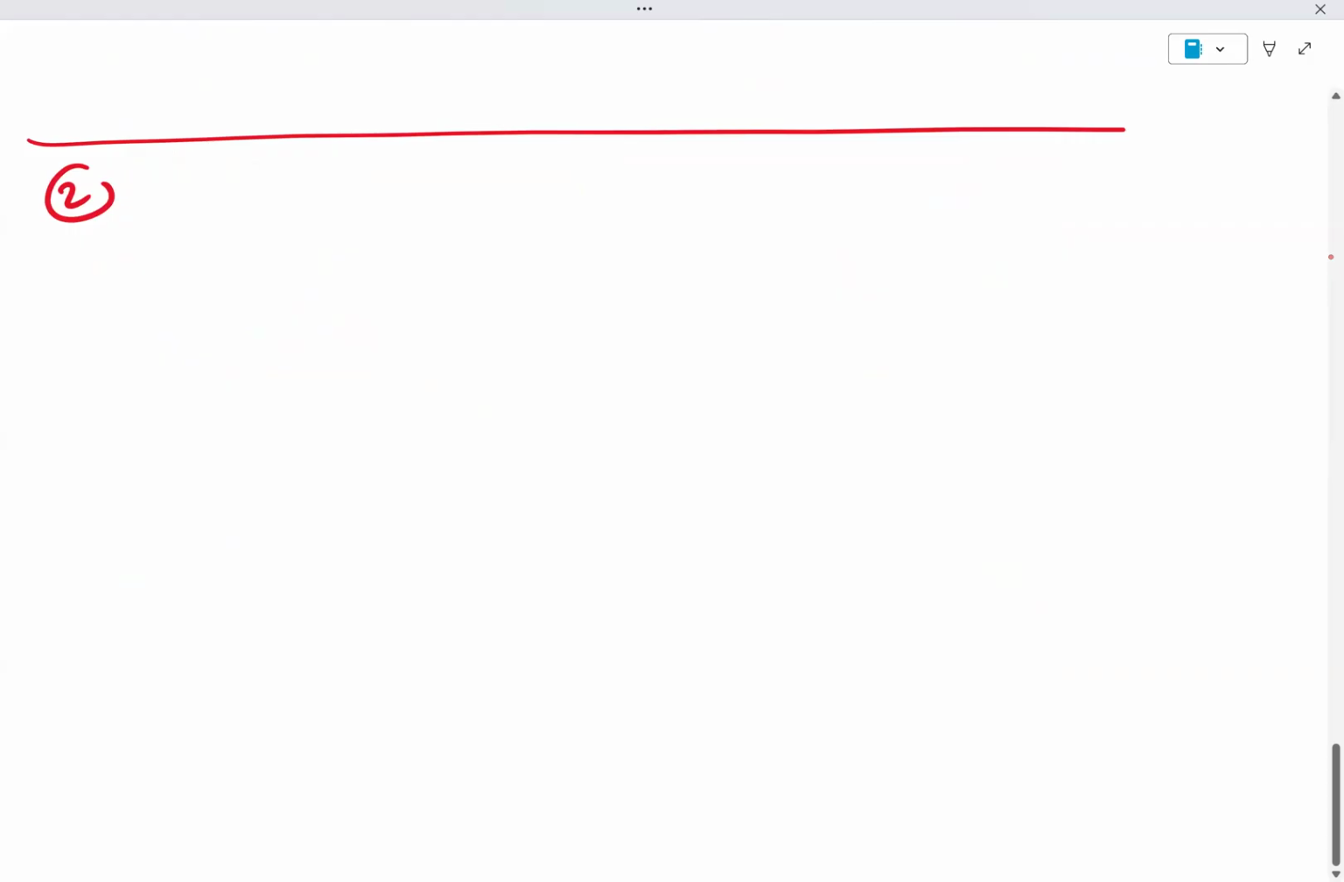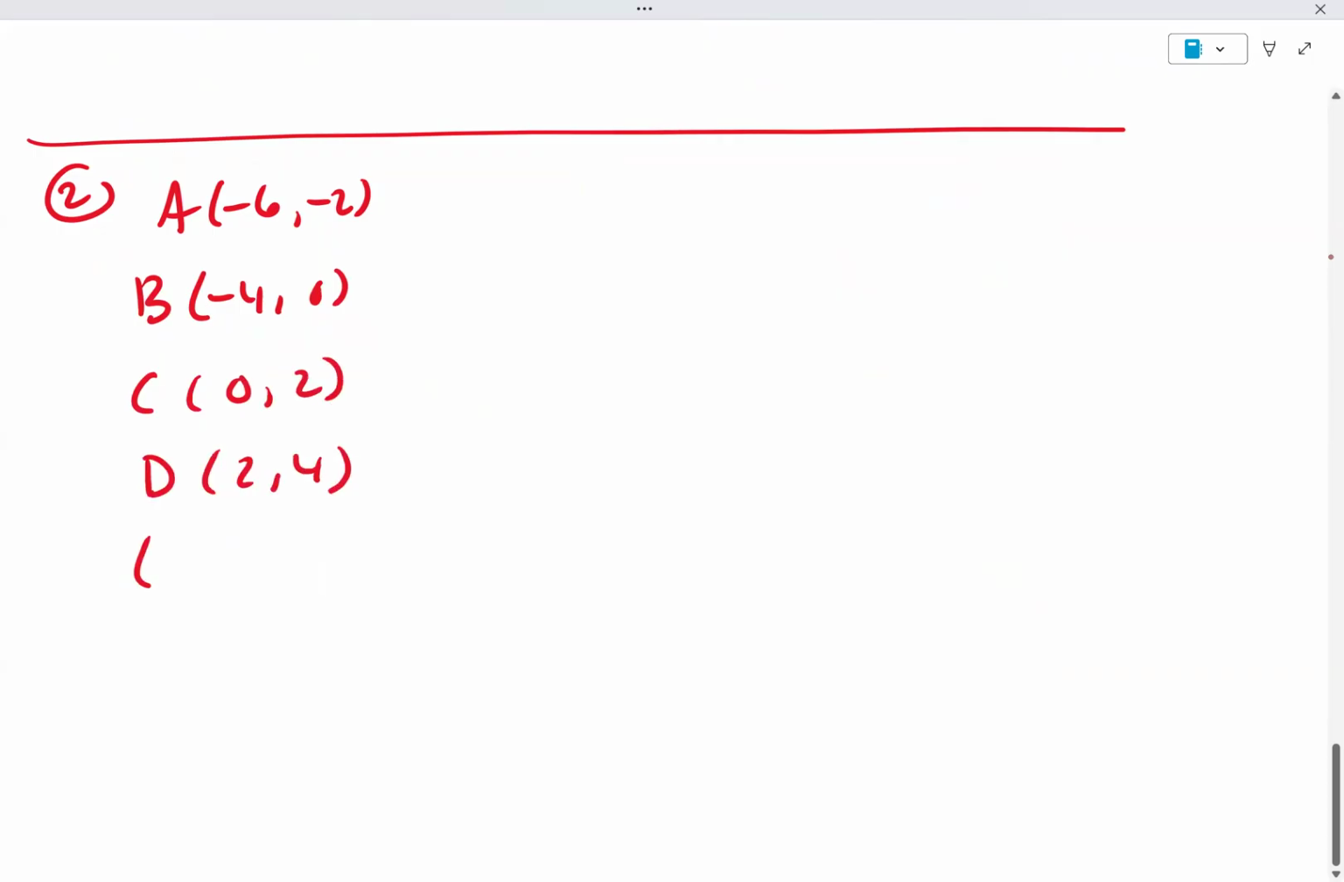So here A has the coordinates (-6, -2). B has the coordinates (-4, 0). C has the coordinates (0, 2). D has the coordinates (2, 4). And E has the coordinates (4, 6). And f of x equals 3 times g of x minus 2. What will be the new coordinates?